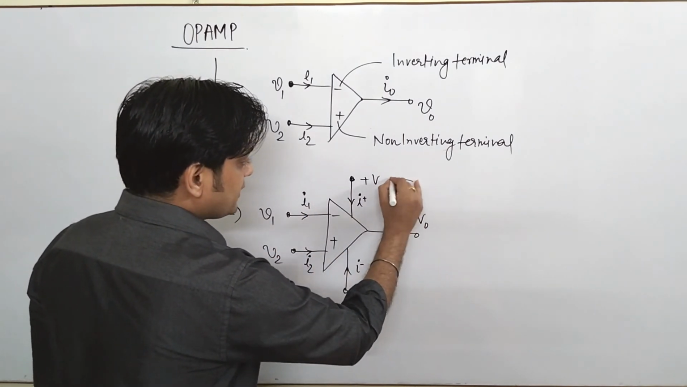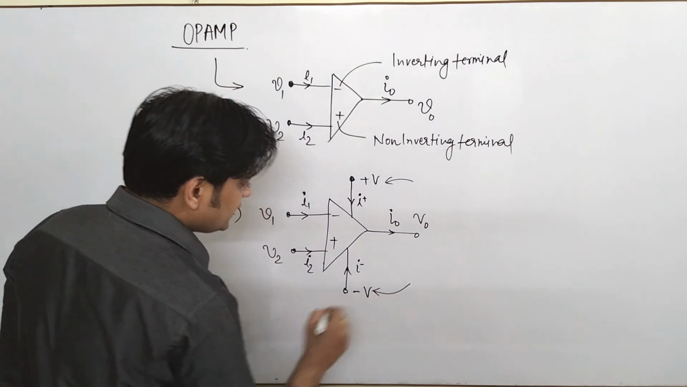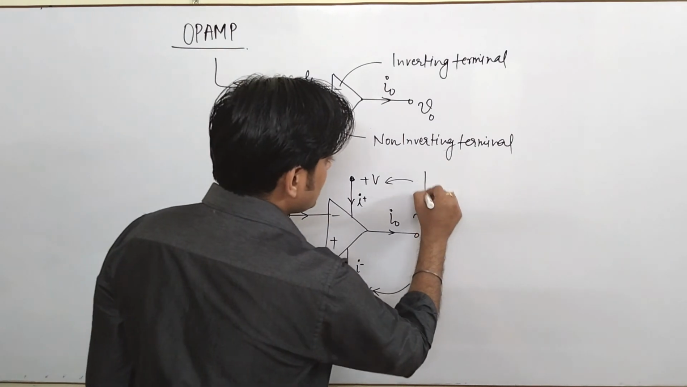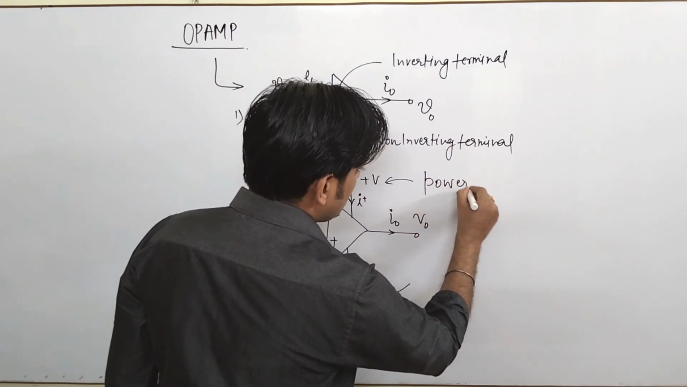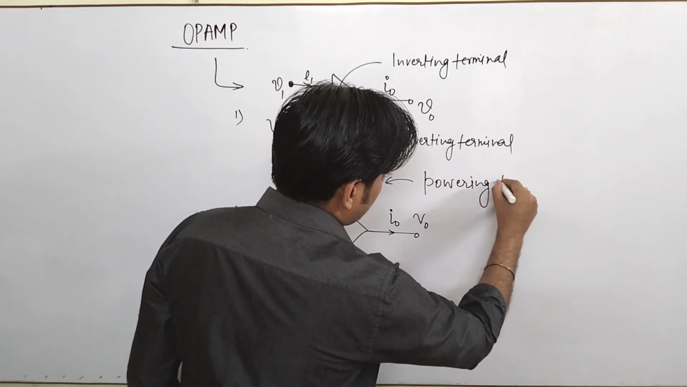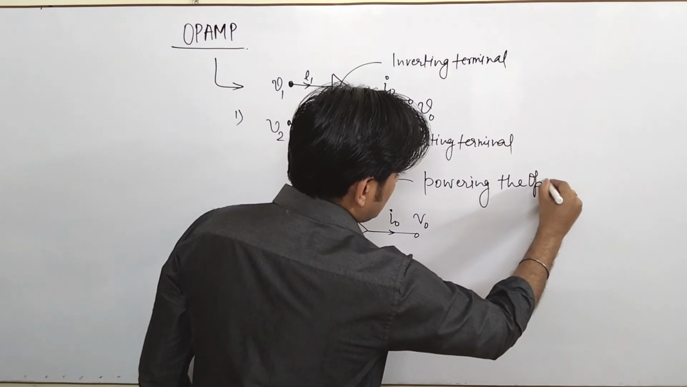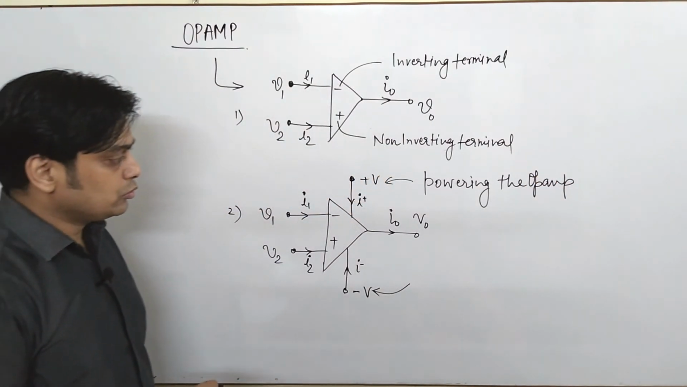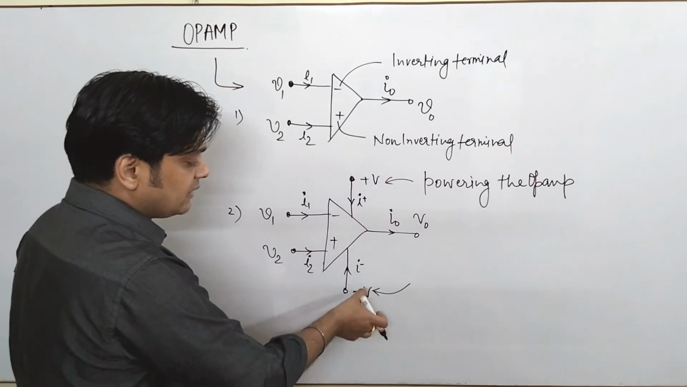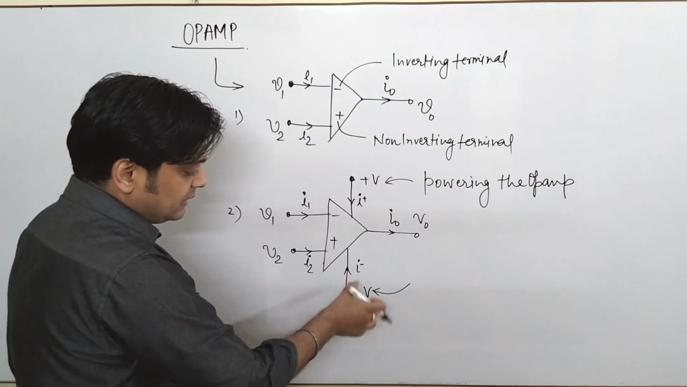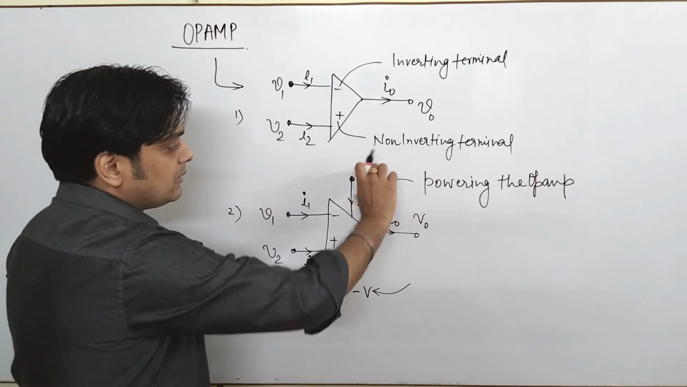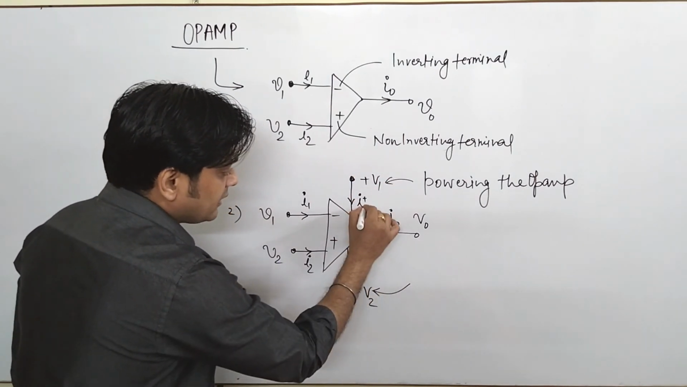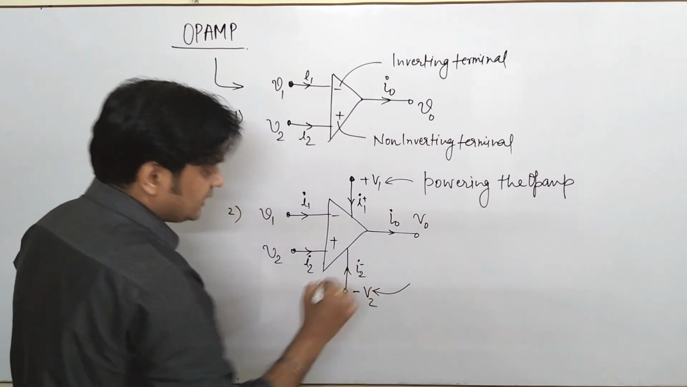We will see what these voltages are, but this is another way in which we are powering the OPAMP, by applying external voltage. Powering the OPAMP means you are applying an external voltage to the OPAMP in terms of plus V and minus V. This value may be different. Okay, you can say it is V1, or this is V2 also. Similarly, the current is I1 and I2 also.